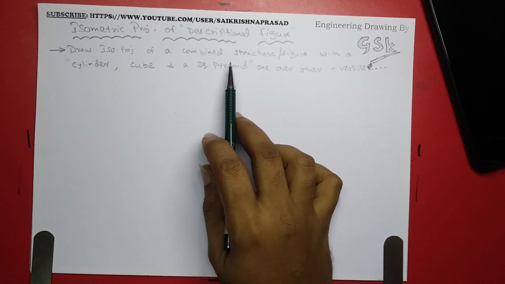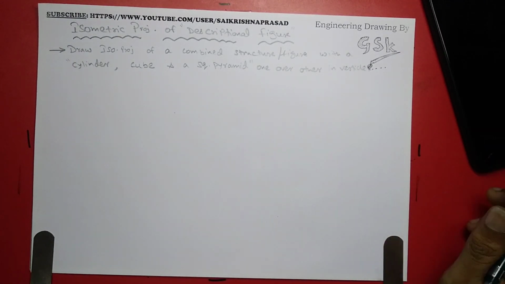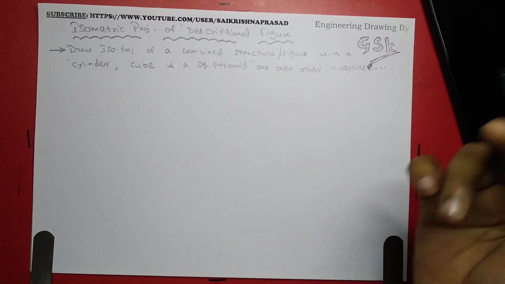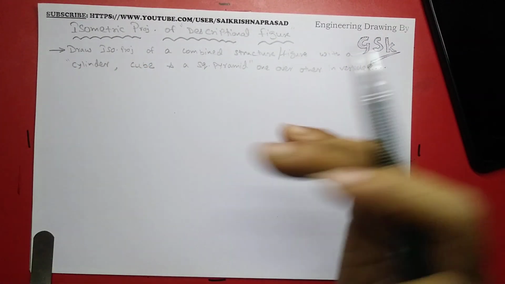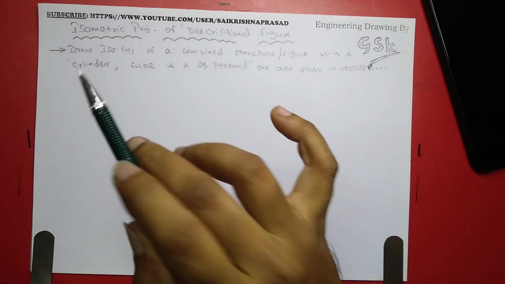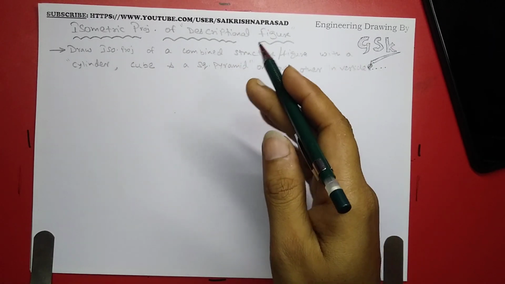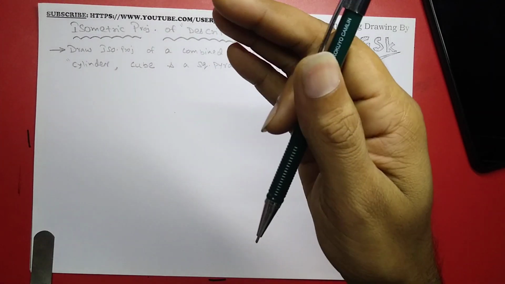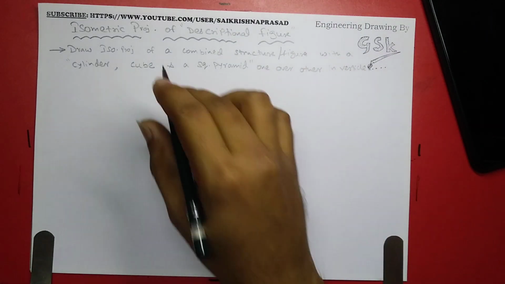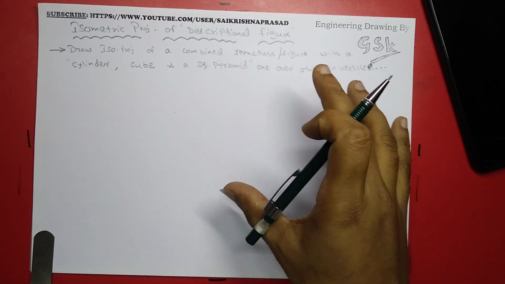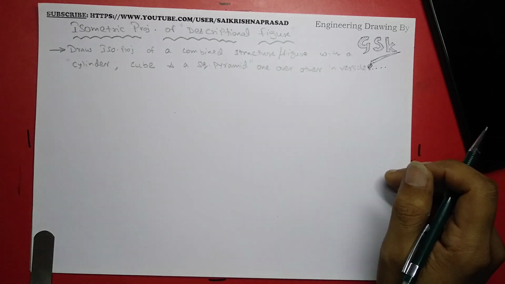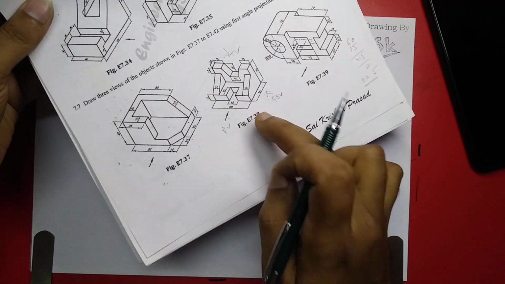Suppose there is a cylinder and above the cylinder there is a cube and above the cube there is a triangle. So the length and the dimensions would be given for those cylinders, cube and pyramids placed one over another, and we have to draw the isometric projections of that figure. That's called descriptional figures. These are called given figures.